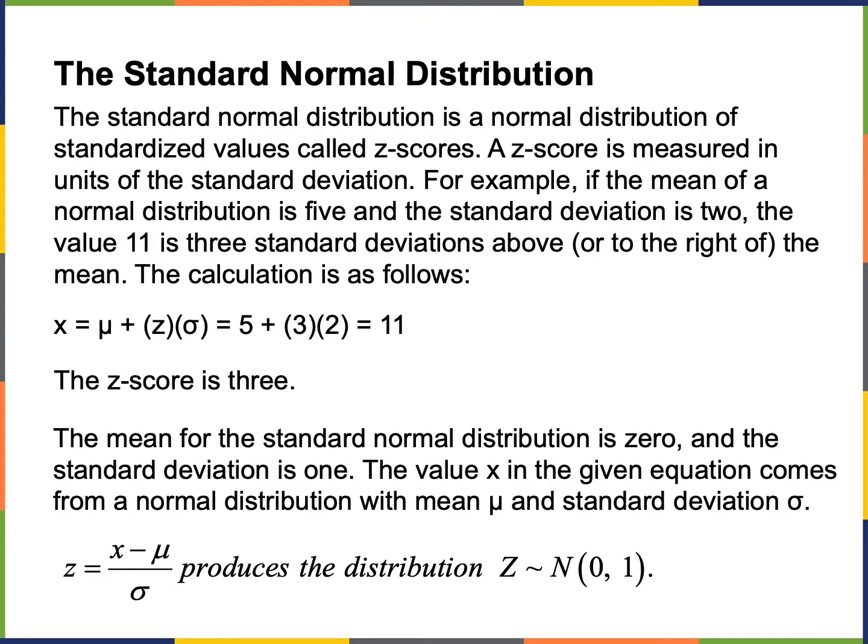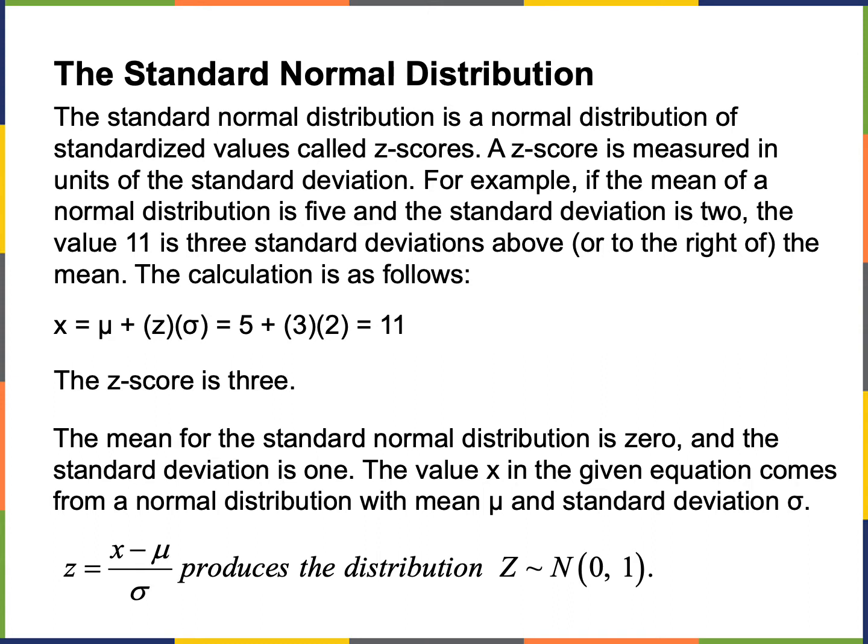Okay, so what is a standard normal distribution? All you need to know about the standard normal has to do with z-scores. So if I take all the data in a regular normal distribution and I standardize it, meaning that I convert every single value into a z-score, I get a standard normal distribution, okay?